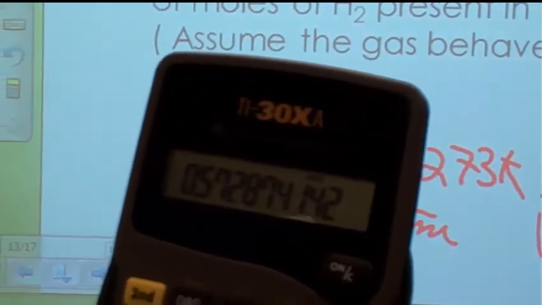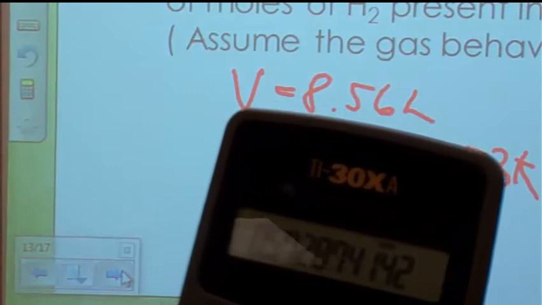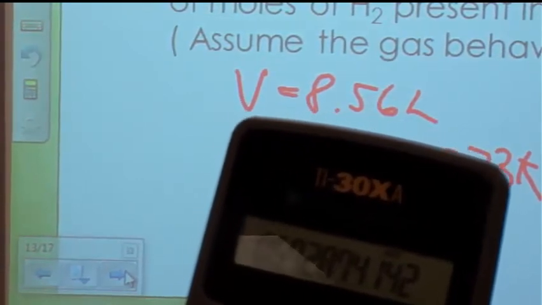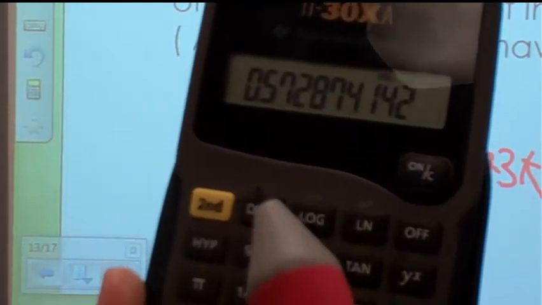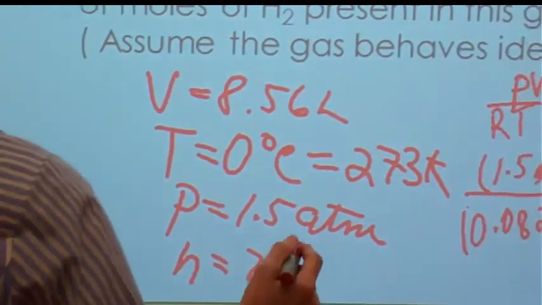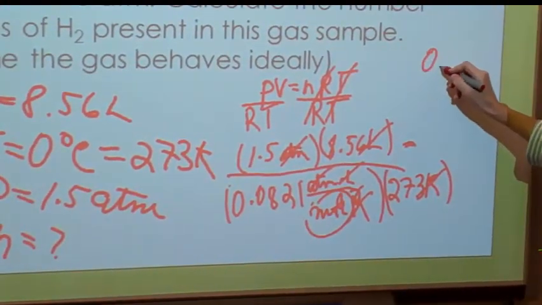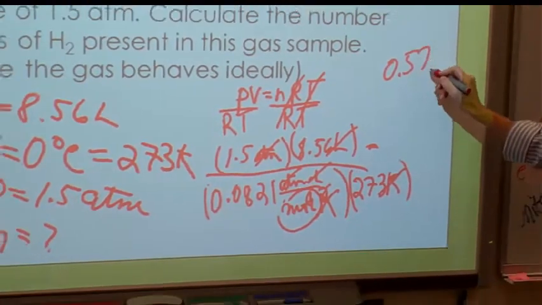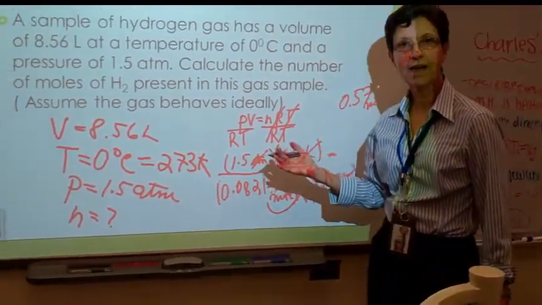0.57287 and so on. You don't want to use all those numbers. My least number of significant digits is 2. Therefore, it is going to be 0.57 moles. I'll put it up here, 0.57 moles. And there you have it.